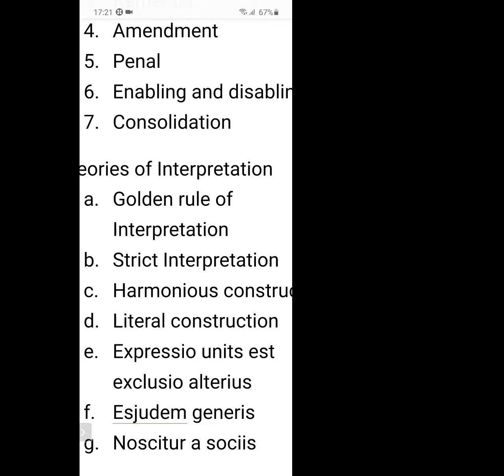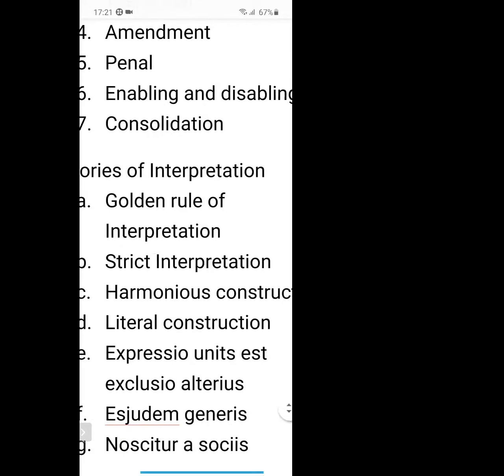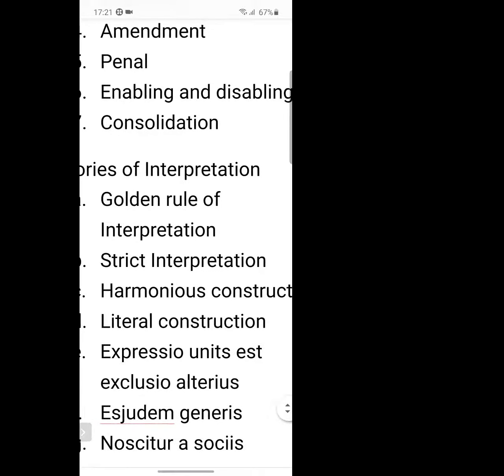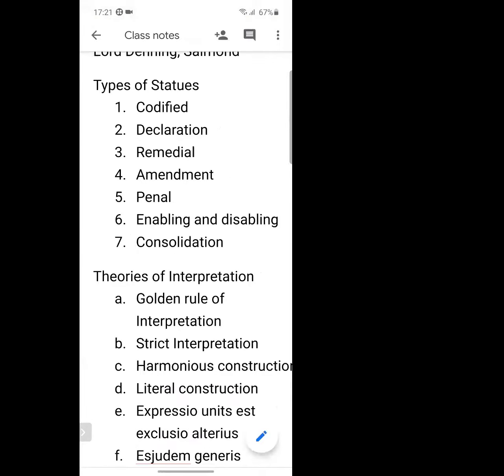Going down, you have noscitur a sociis. We have discussed it yesterday also. It is a very important phrase which says a man is always known by the company he keeps. And so for the purpose of noscitur a sociis, a word is also known by the company it keeps. So for the purpose of a word, you have to understand that, for an example, if I keep a very good word into a company of bad words, that word will also be treated as bad.